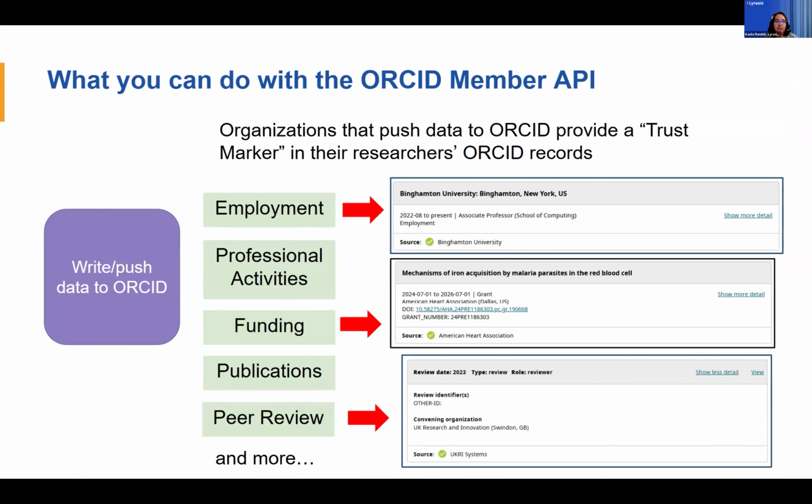And then we get into writing data back to ORCID records. And this is really about making sure that the information in an ORCID record is trustworthy and verified. And that kind of goes to this trust marker that you can find in the ORCID record.